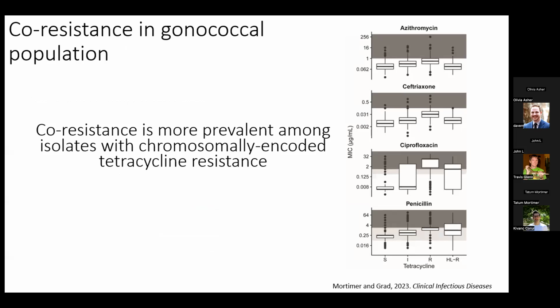So we looked in our collection of genomes where we can actually work out what the mechanism of resistance is, as well as paired tetracycline MICs. And what we found is that tetracycline isolates that have high level resistance to tetracycline actually have lower levels of resistance to other antimicrobials than those that have chromosomally encoded resistance.